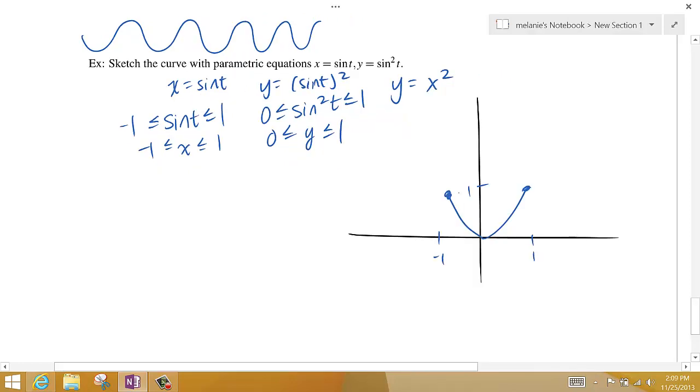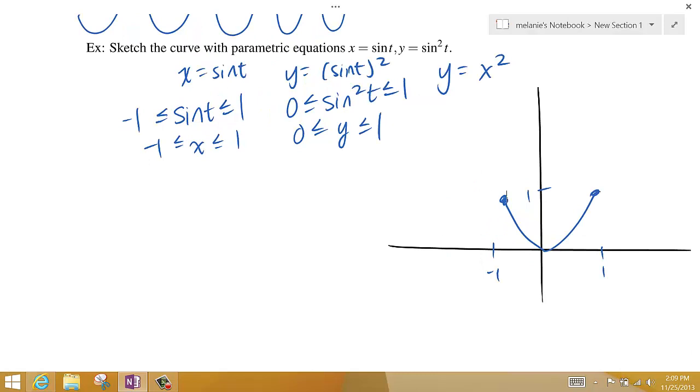So now we have to figure out the direction. I can pick any t value I want, but I'm going to pick ones that are easy to plug in. So if t is 0, I get 0, 0. If t is, let's see, pi over 2, I get 1, 1. So I go this way. If t is pi, I get 0, 0, so I come back this way. If t is 3 pi over 2, I get -1 and +1, so I go this way. If t is 2 pi, I get 0, 0, and I keep going. I go back and forth, back and forth along this parabola.